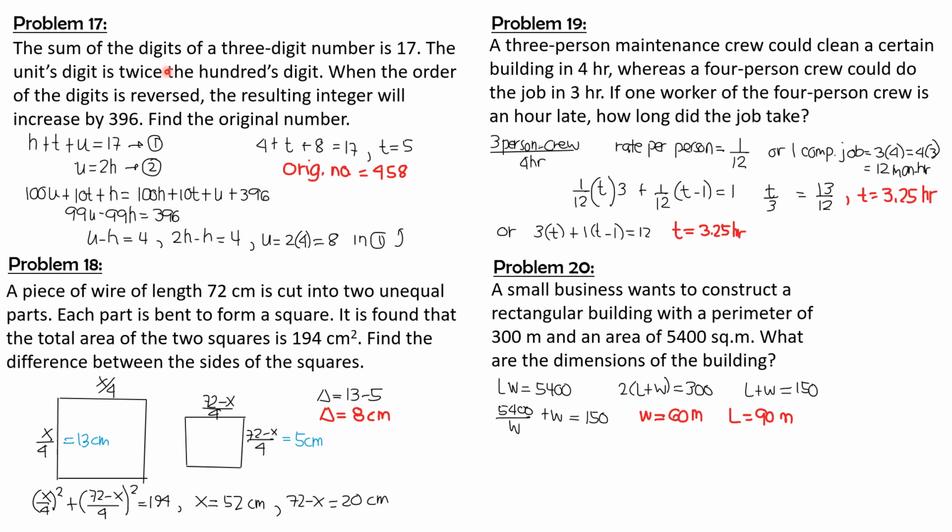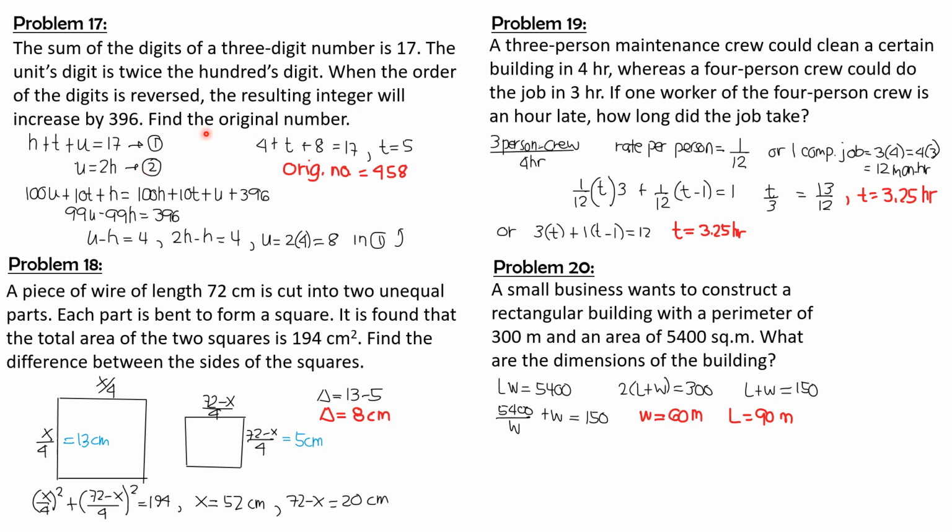Problem 17: the sum of the digits of a three-digit number is 17. The units digit is twice the hundreds digit. When the order of the digits is reversed, the resulting integer will increase by 396. Find the original number. First interpretation: the sum of the digits, hundreds plus tens plus units digit, is 17. Call that equation 1. In the second sentence, the units digit is twice the hundreds digit, so u equals 2 times h.